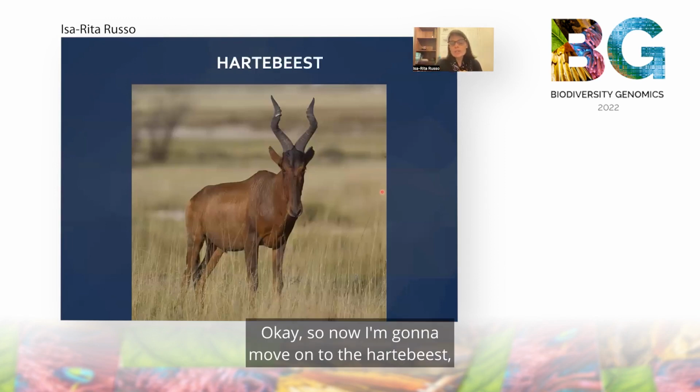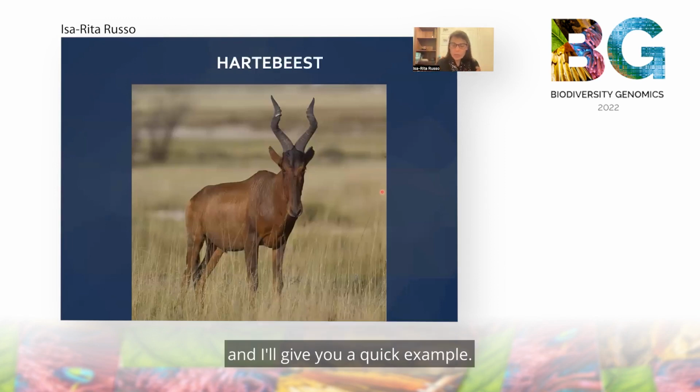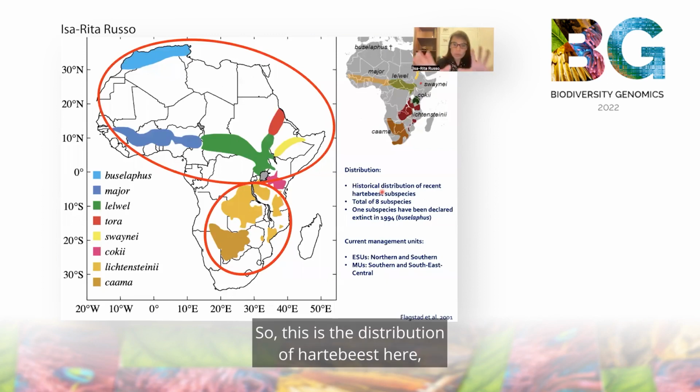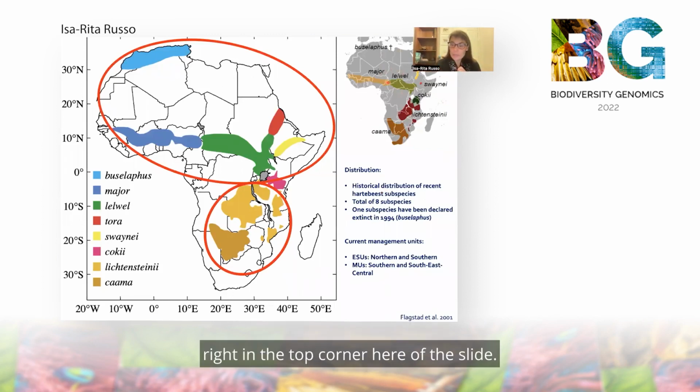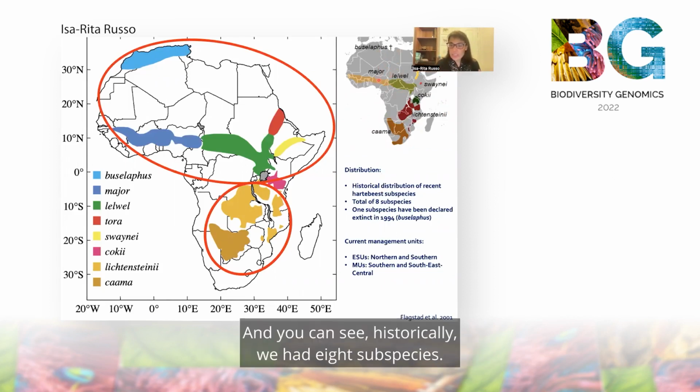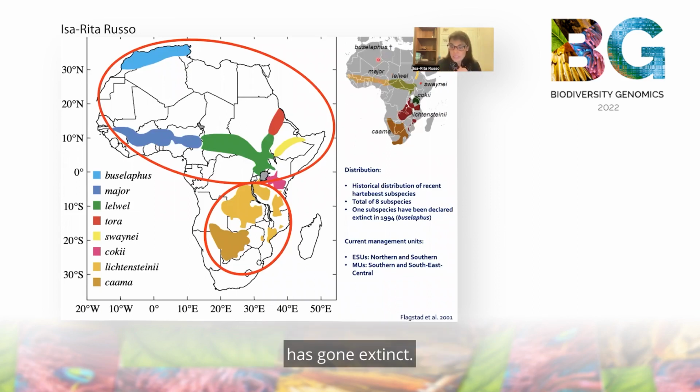Okay, so now I'm going to move on to the hartebeest, and I'll give you a quick example. So this is the distribution of hartebeest here, right in the top corner of the slide. And you can see here, historically, we had 8 subspecies. One of these subspecies right here in the north has gone extinct. It was declared extinct in 1994. And this is the Bucelophus subspecies.